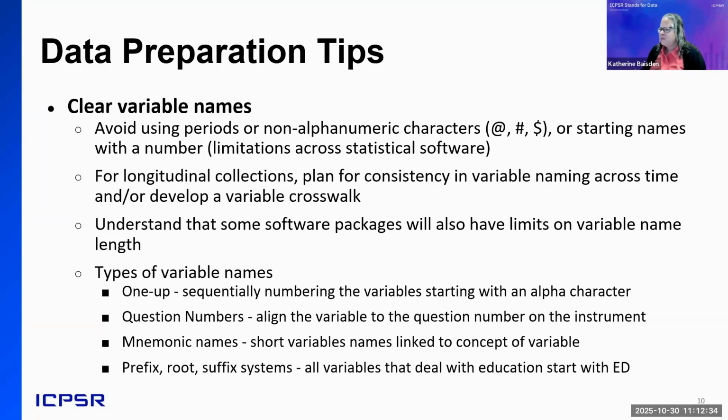And there are different types of naming patterns. One is just variable 1, variable 2, variable 3. Question numbers associate the name with the survey question, Q1, Q2, Q3. You have mnemonic names, like date of birth, age, that have some kind of concise meaning. And then you have ones based on prefixes, roots or suffixes, where for educational variables you might say Ed1, Ed2, or for demographic, Demo 1 or Demo 2. Next slide, please.